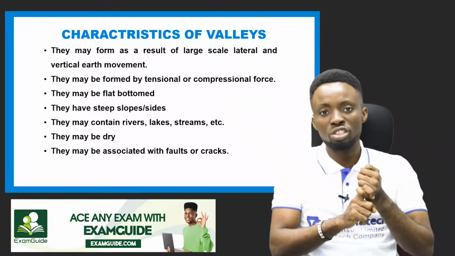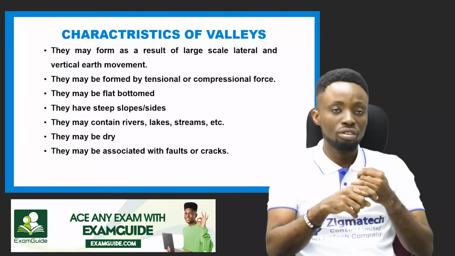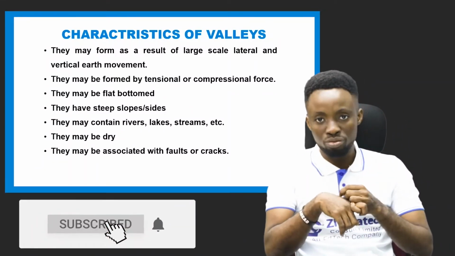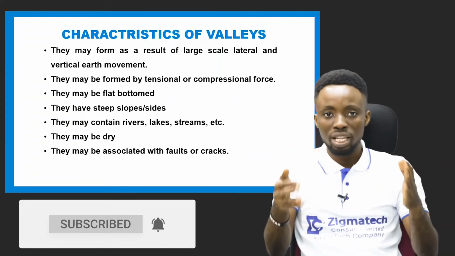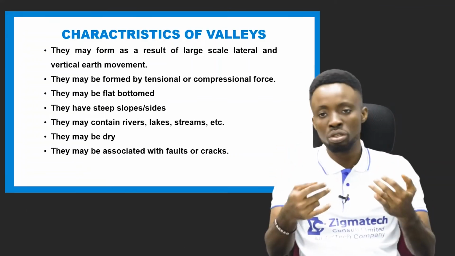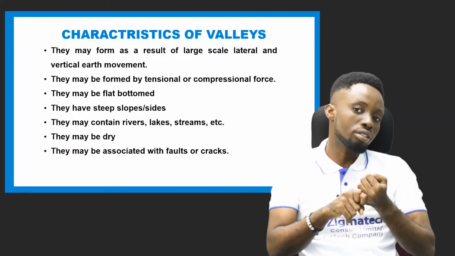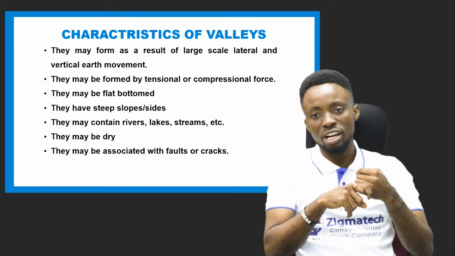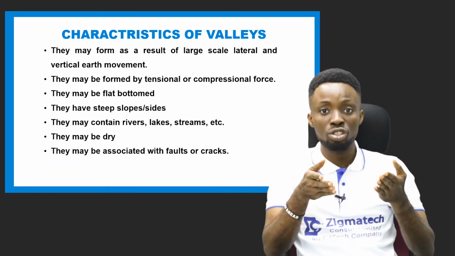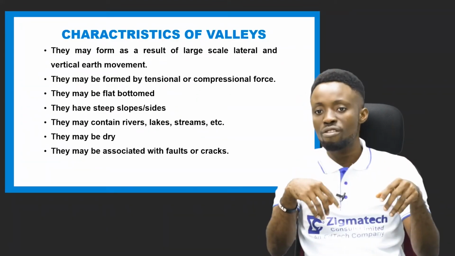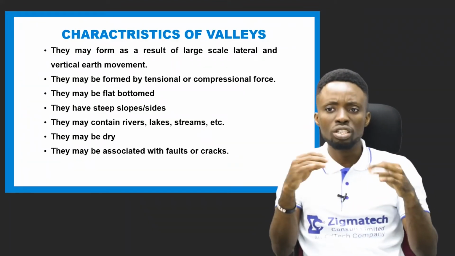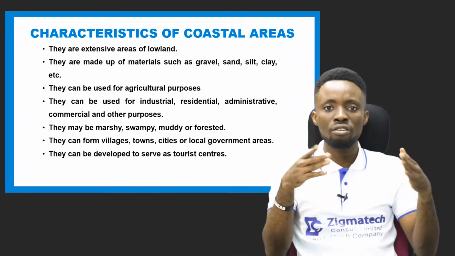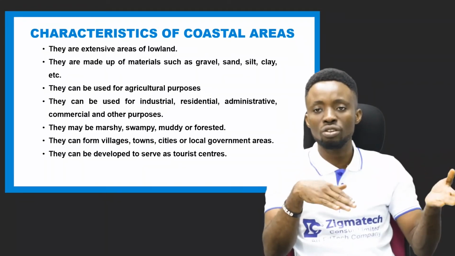And the bottom of a valley is usually flat, and the sides of a valley are usually steep. And valleys are actually caused by large scale lateral and vertical movements within the earth crust. And they are caused as a result of faulting or cracking. And most times a valley may be dry, and sometimes a valley may be wet. A valley is wet if it contains a river, and is dry when it doesn't. So these are some of the characteristics of valleys. Then we look at coastal areas. What are the features or what are the characteristics of coastal areas?